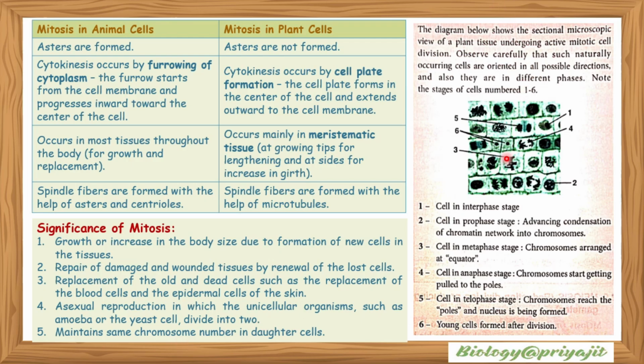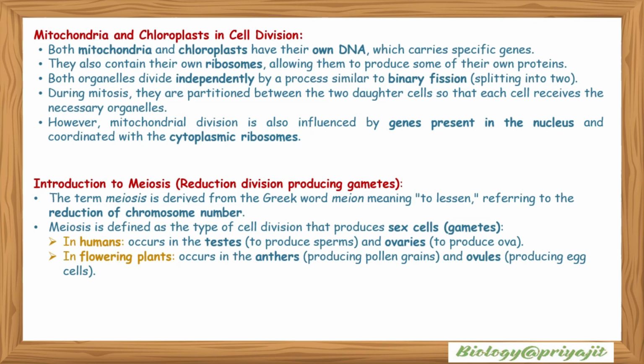So here the diagram shows the sectional microscopic view of a plant cell undergoing active mitotic cell division. The various stages are displayed here. Interphase stage, prophase, metaphase. The 4 is the anaphase stage, and 5 is the telophase stage, and 6 is the young cells formed after cell division, after cytokinesis.